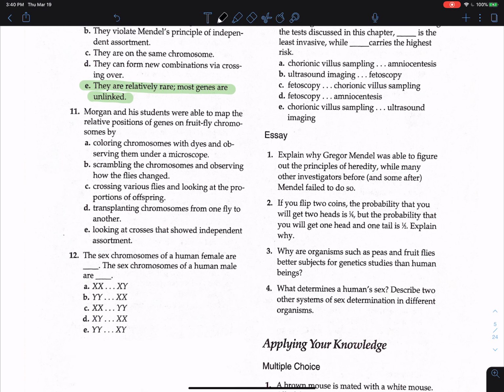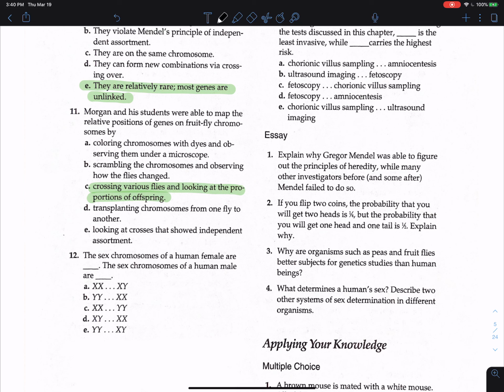For number 11. Morgan and his students were able to map the relative positions of genes on fruit fly chromosomes by, and in this case, you would respond with how someone would do that. In this case, Morgan and his students, right? Answer here would have to be C. You'd have to take the fruit flies and see what the offspring generations would look like. And then from there, you kind of work backwards, right? If the offspring look a certain way, that means they inherit those alleles from their parents. And so you can figure out what exactly the genes of the parents must be based on looking at the offspring. Other answers here don't really make sense, although some of them are relatively fun.